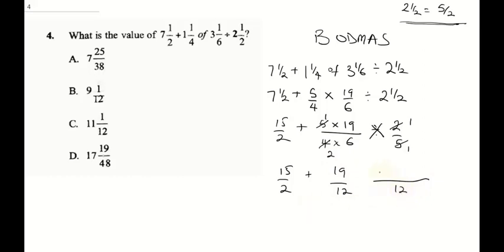12 into 2 is 6. 6 times 15 is 90, plus 12 into 12 is 1, plus 19. So this is going to give us 109 over 12. And when you change this to a mixed fraction, you are going to get 9 whole number 1 over 12, final answer. So as easy as that, you can attempt most of these questions.